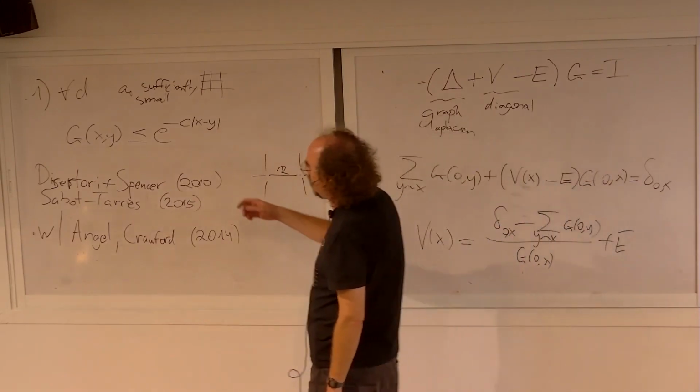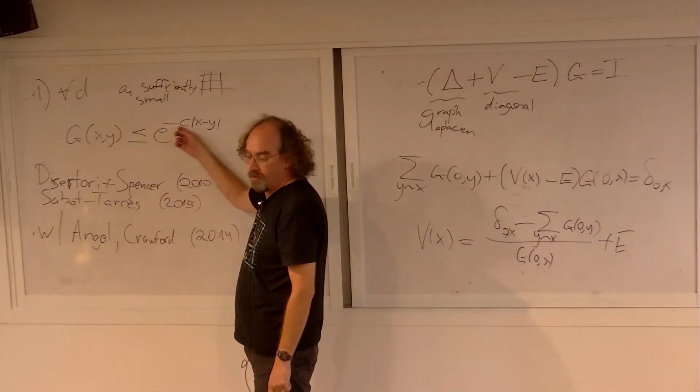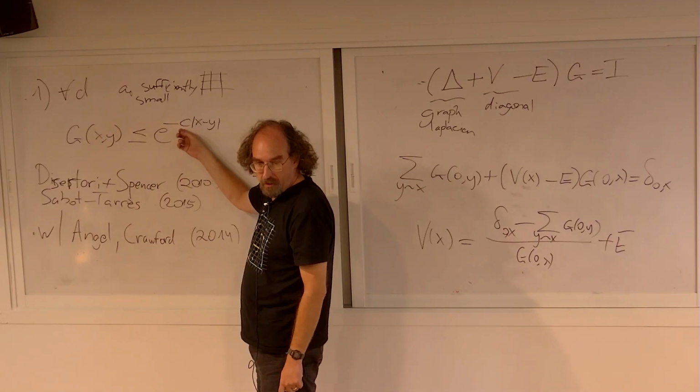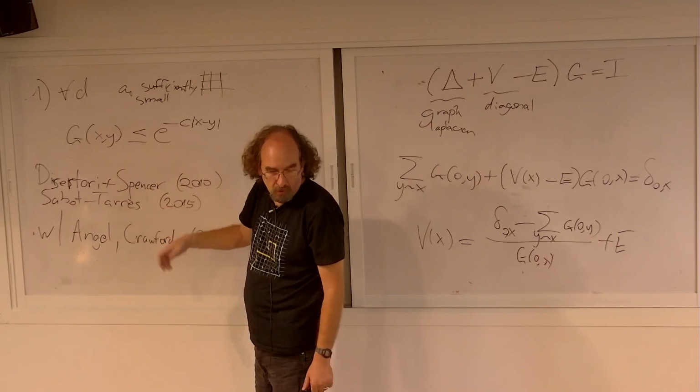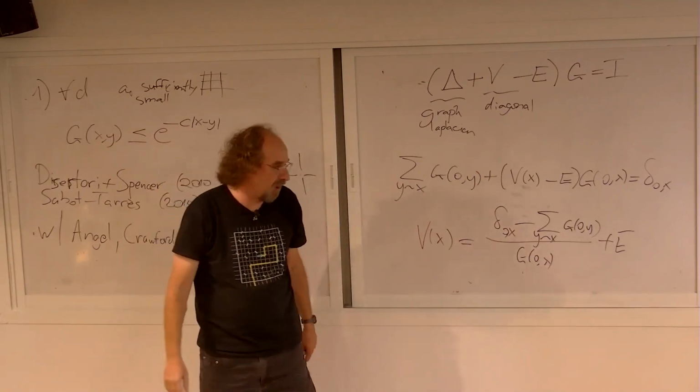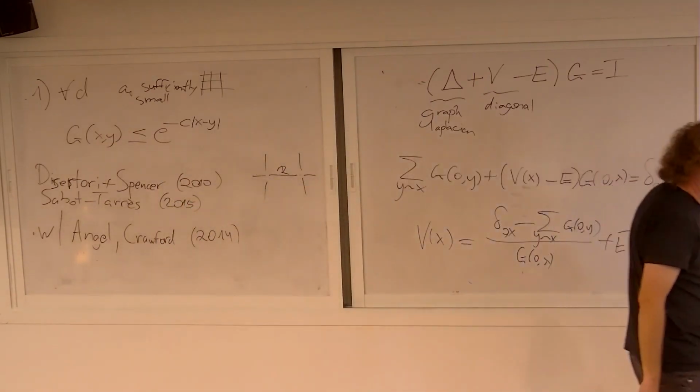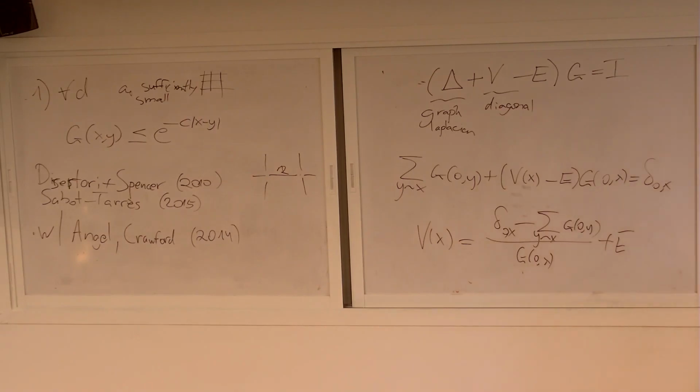Well, the proof gives a value which depends only on the degree of the graph, and not in a terrible way, some polynomial of the degree.